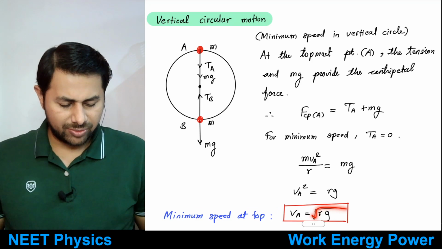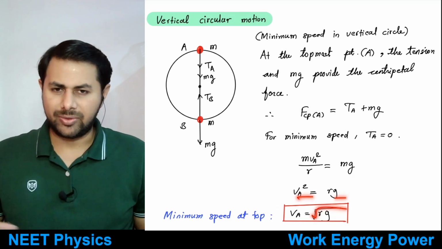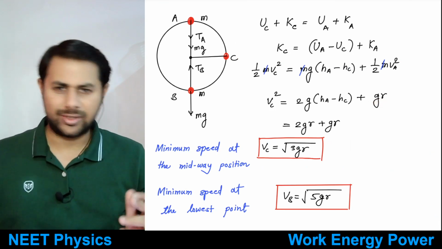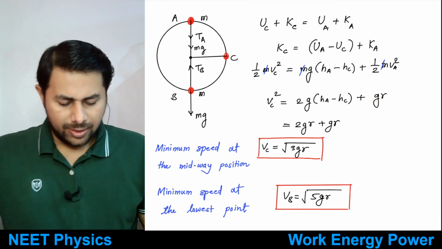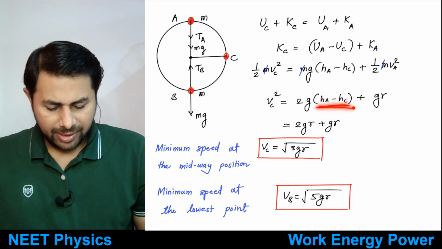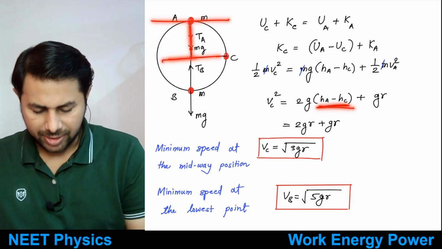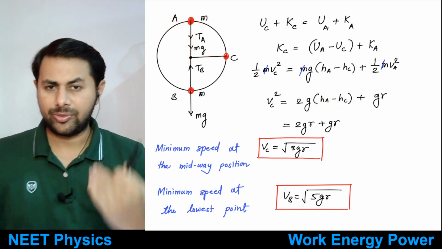So Va is equal to square root of Rg, or Va square is equal to Rg. Okay, Va square is Rg, right? Then what is Ha minus Hc? So height at A minus height at C is this much. Okay, this much is the difference between heights.